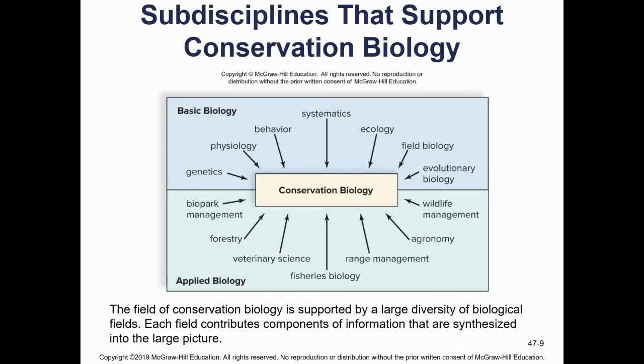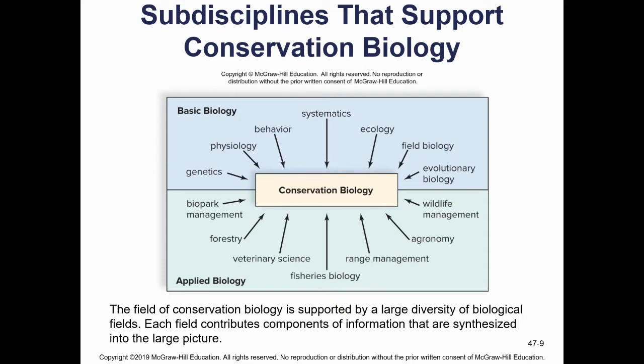So conservation biology is pretty complex. There's a whole lot to understand. We need to understand systemics, how does the whole system work? Ecology, how are these things working? Field biology, so seeing what's going on out in the field. Evolutionary biology, behavioral biology, physiology, fisheries biology, management, veterinary science, all of these different components. So there's a lot that contributes.